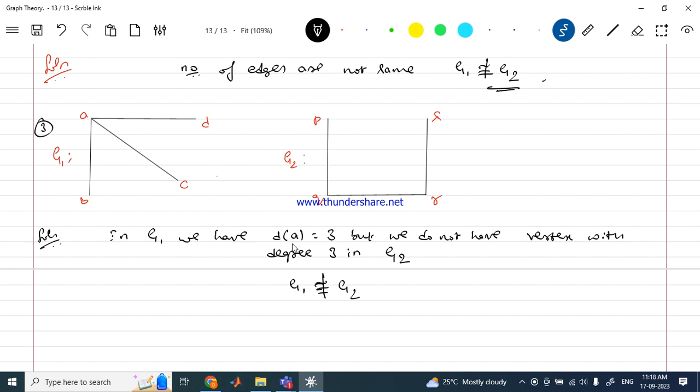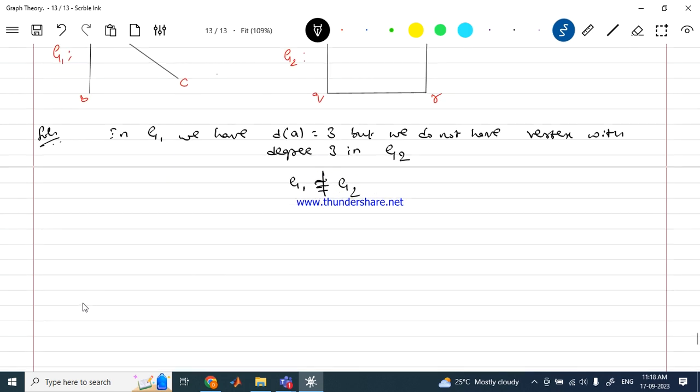So these two are carrying two different pieces of information. Though the number of edges and the number of vertices are the same, the information these two are carrying is not the same.